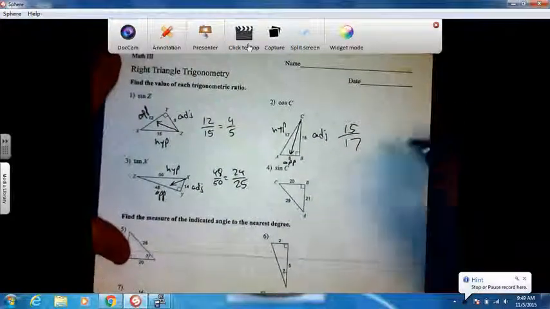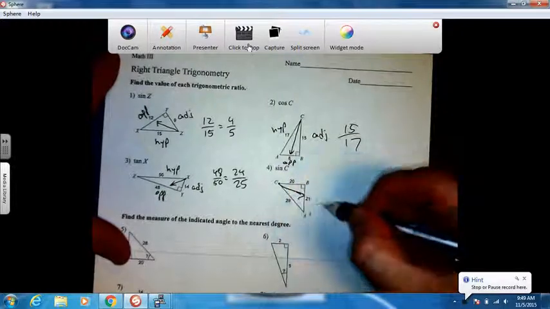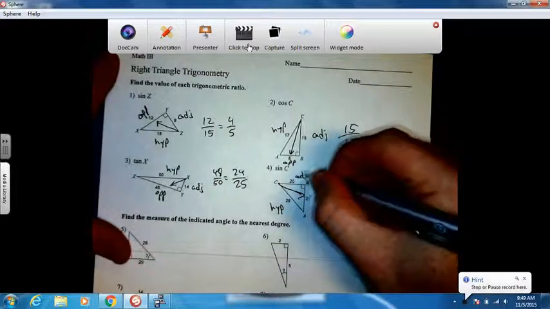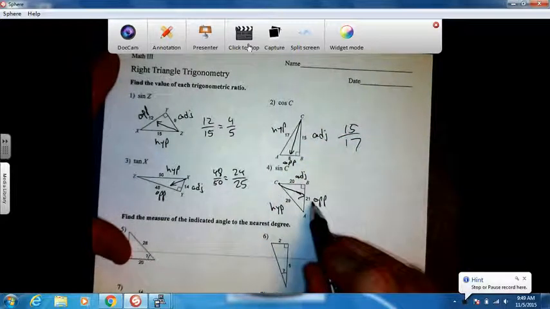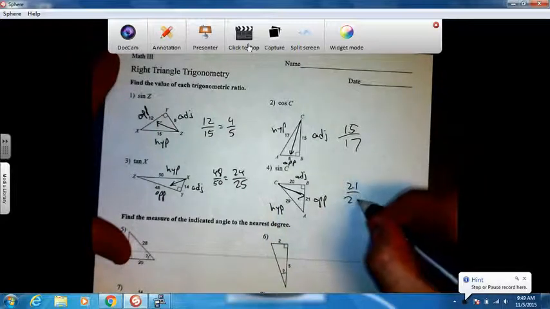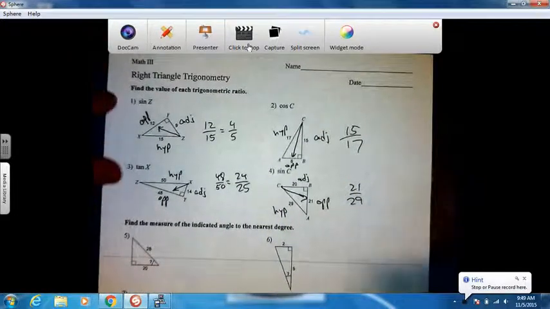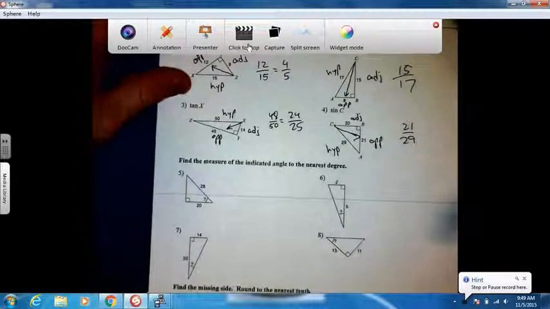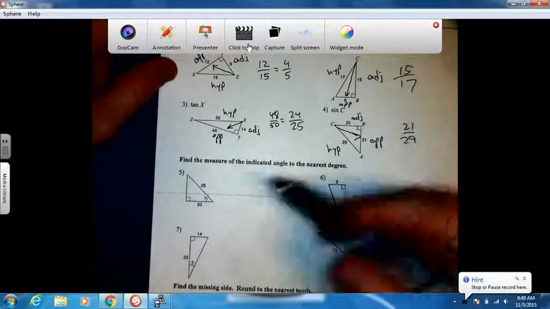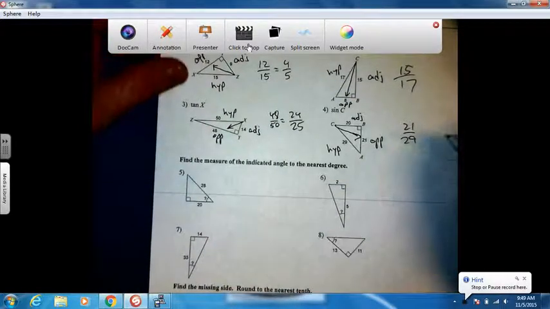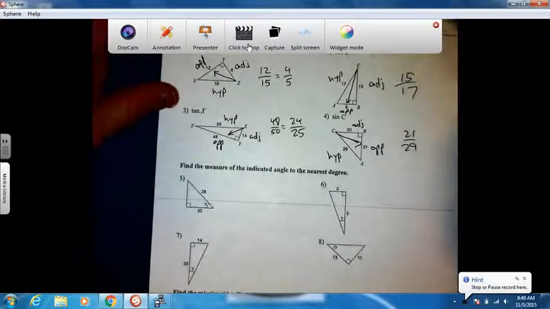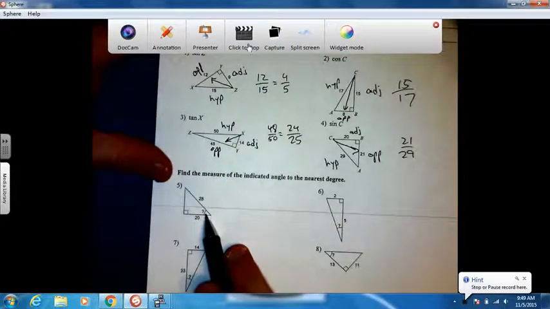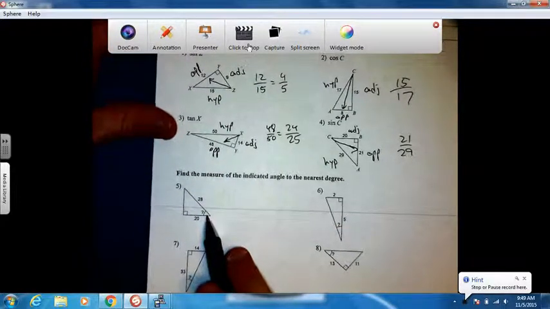And for number 4, I have the sine of angle C. So, opposite, this is the hypotenuse, and then this is the adjacent side. Sine is opposite over hypotenuse, so 21 over 29. Now, the next 4, you need a calculator for, because what they want is for us to use the inverse sine, cosine, and tangent. Okay, we use regular when we know the angle. But when we want to find the angle, we need to use the inverse.